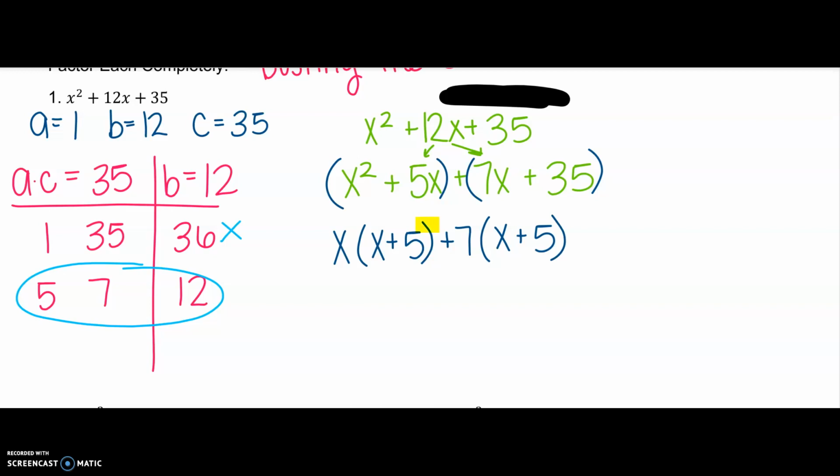Now, this is the part that will get you confused a little bit. We have to remember that we have to take the GCF one more time. We want to take the GCF from this entire highlighted expression. So the GCF is the greatest common factor, the highest factor that shows up in both terms. The only thing that shows up in both terms in this case is x plus 5. When we factor out that x plus 5, we're left with x plus 7.